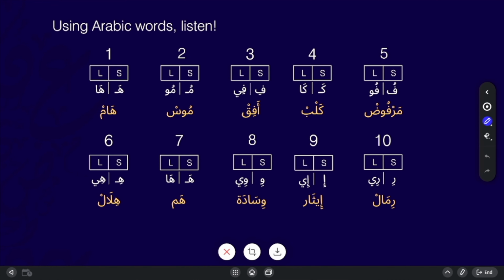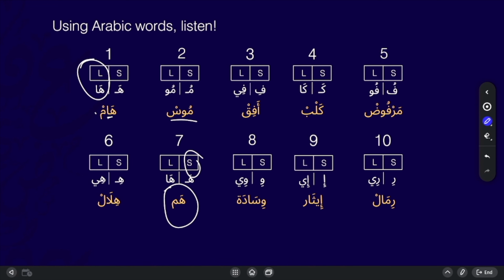And here is the key to our exercise. The first word was ham. We can see there is an alif, it is long. We can make it shorter, which by the way we have here. So this is short and this is long. Moose, now that it's written, we can tell it's a long vowel. Moose is therefore long. Afiq. Can we really make fi shorter? It will still sound the same. So afiq is a short vowel.